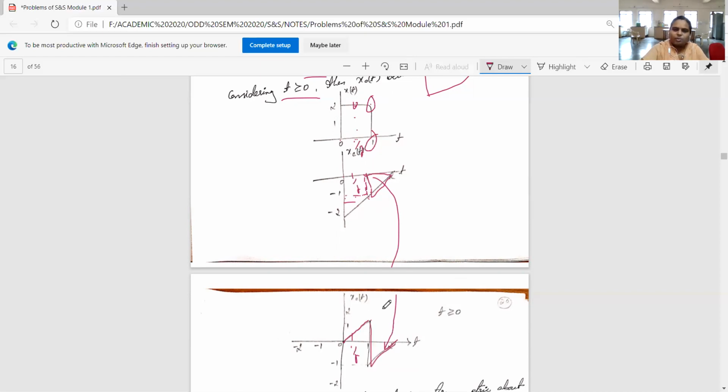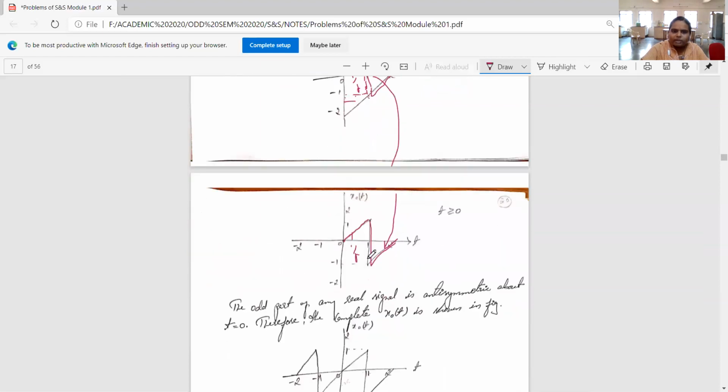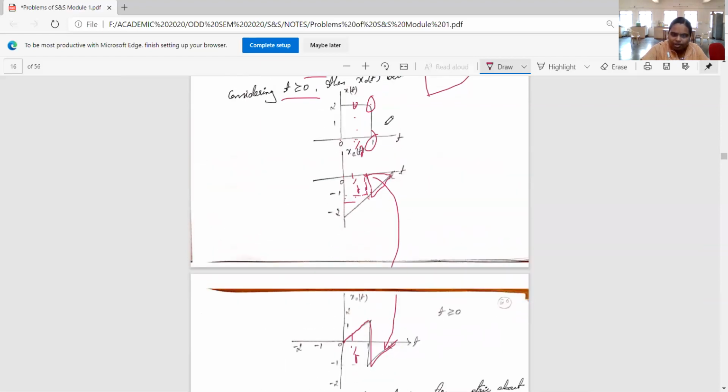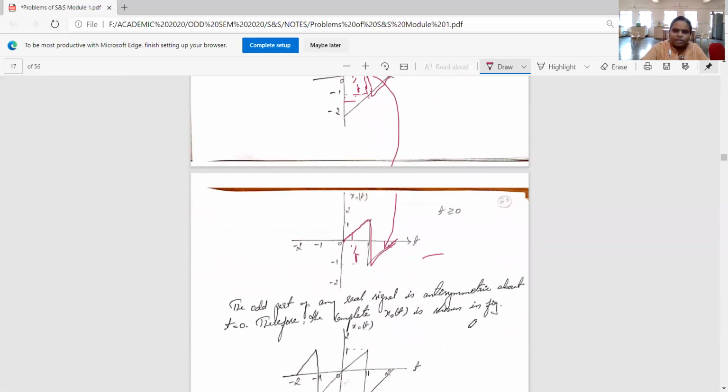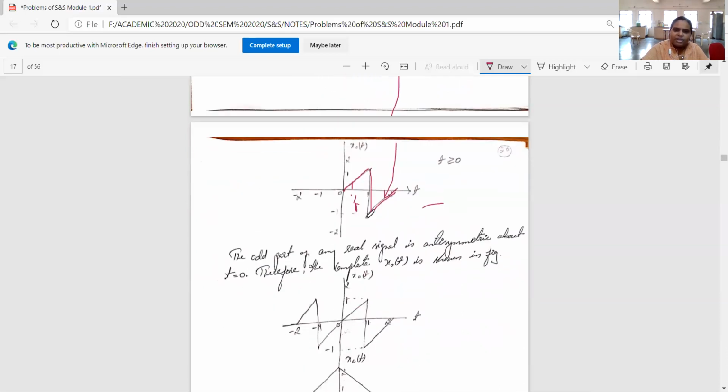This is how you will be getting the odd part of the signal. It's simple, just go down and draw it. That's it. The same, this triangle is reflected here because here we don't have any signal. For that reason, this is your odd part of the signal. Then from this we can complete, this is the half part, that is when t is greater than or equal to 0. The odd part of any real signal is anti-symmetric about t equals 0. Even part is symmetric, odd part is anti-symmetric.